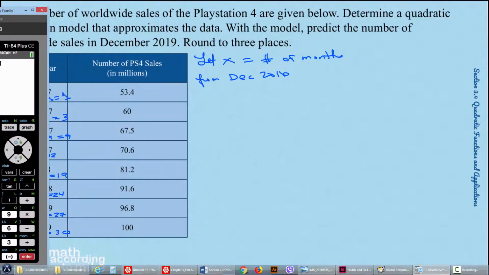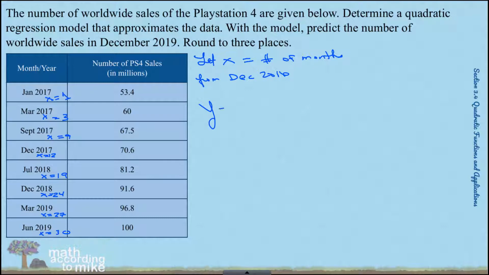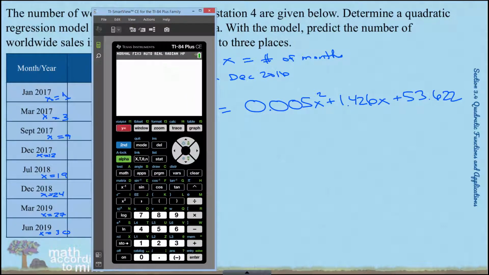Let me copy that down real quick. Excellent. And if you go to y equals, oh, hold on, I'm not in the right mode. Don't look at it. Don't look. If you go to y equals, it copied our equation for us, which is great.